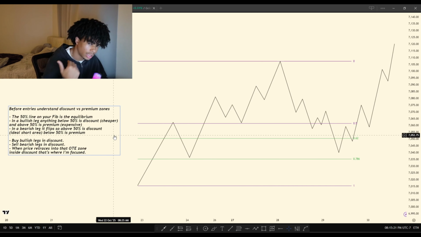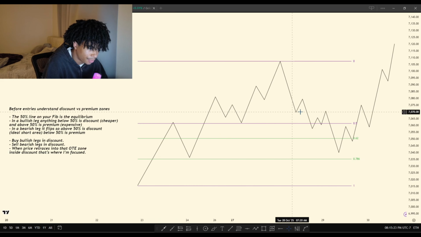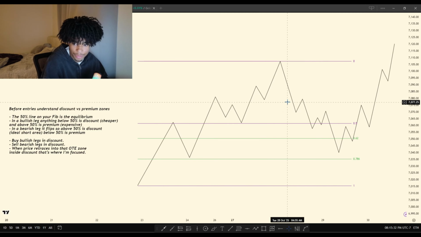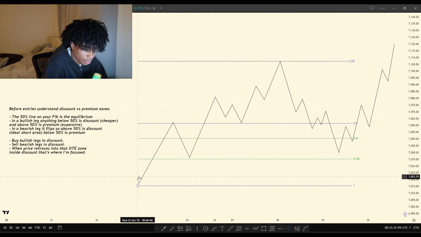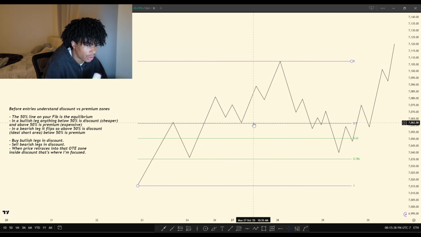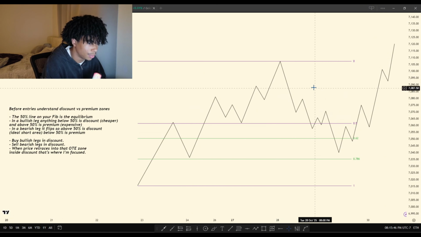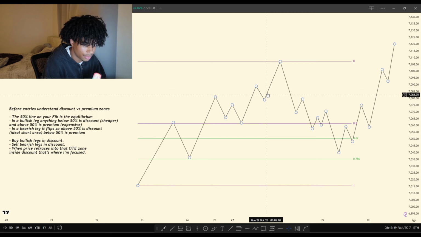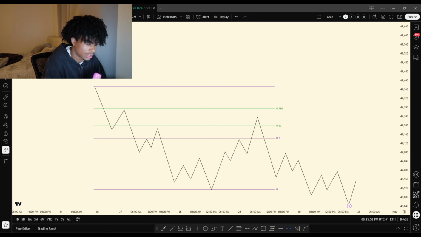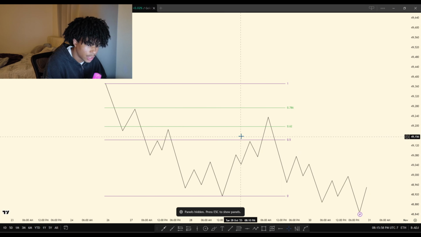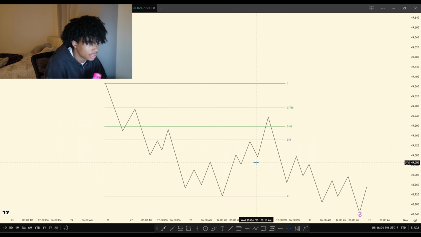So the 50% line on your fib is the equilibrium right here, 0.5. This is your 50% of the range, which is your equilibrium. You can look at equilibriums of fair values, all that type of stuff you guys probably know. In a bullish leg, anything below the equilibrium is discounted prices of the range, aka cheaper prices. And above the equilibrium, 50% is going to be premium, expensive prices of this range. In a bearish leg, it's the opposite. So in a bearish leg, anything above the equilibrium is discount, and anything below is going to be premium.